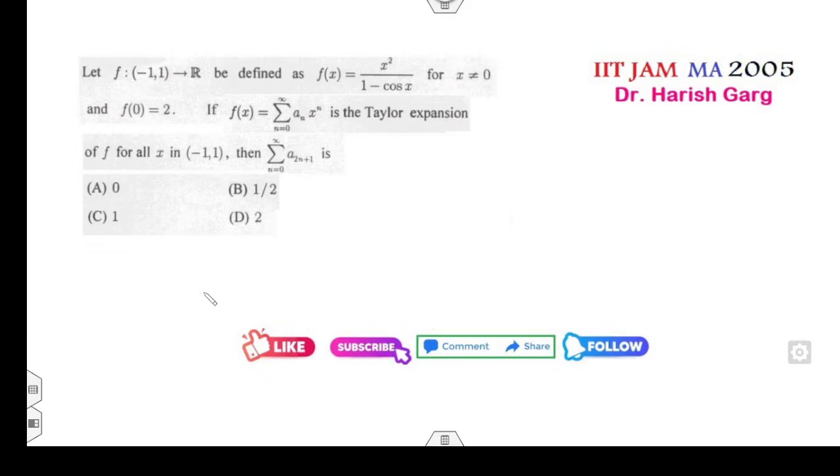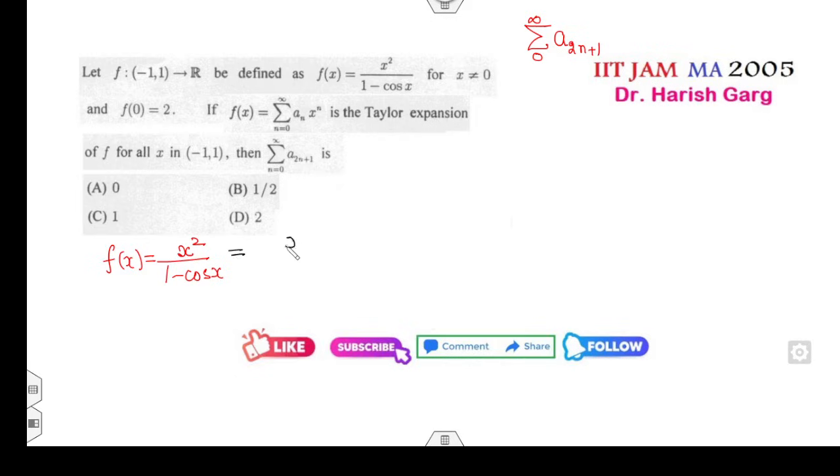Let's go. fx is defined as x square over 1 minus cos x, and your target is to find the sum of a of 2n plus 1, n varies from 0 to infinity. Fine. That means sum of the odd coefficients. Very fine, no issue. Fine.